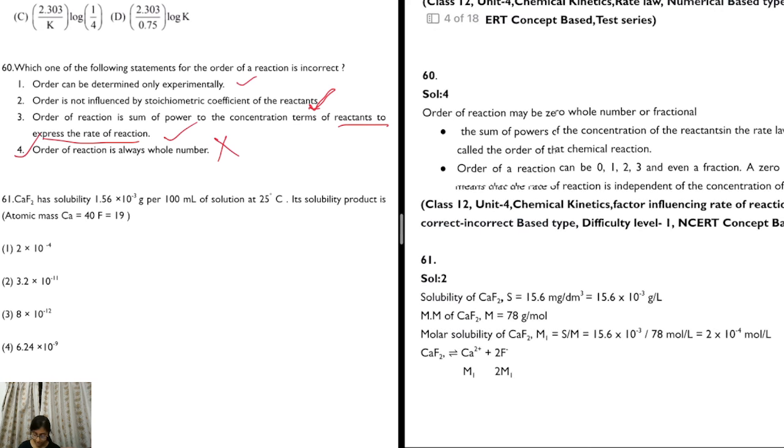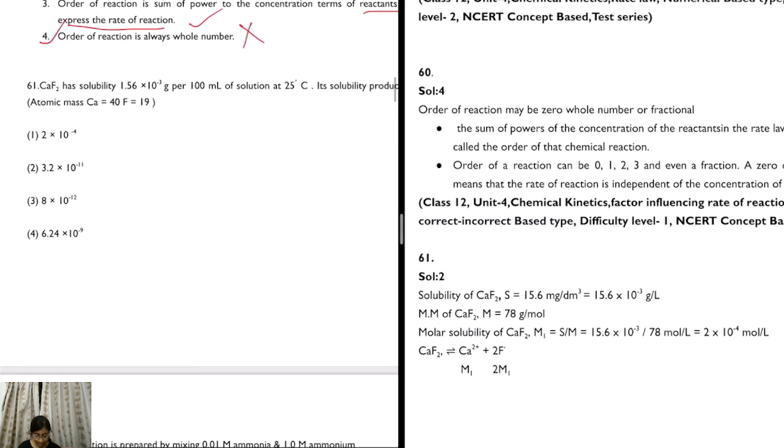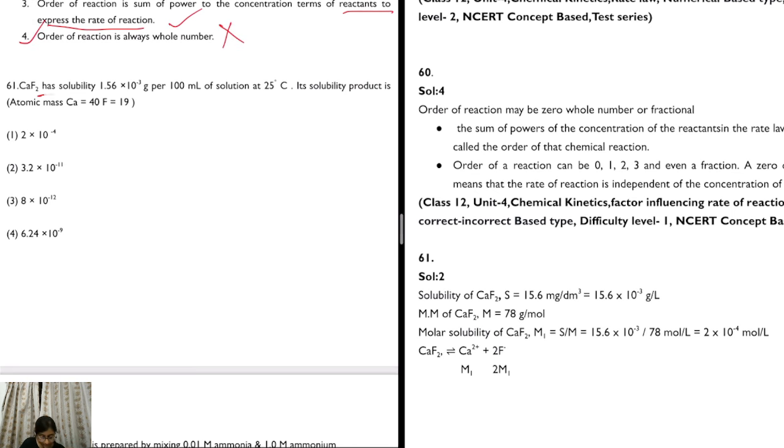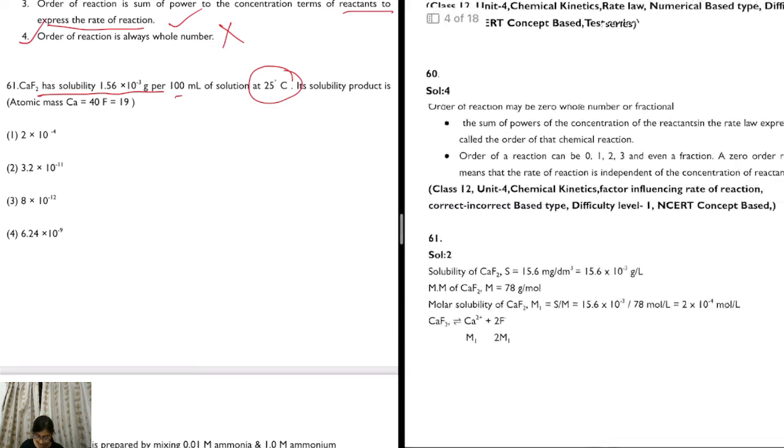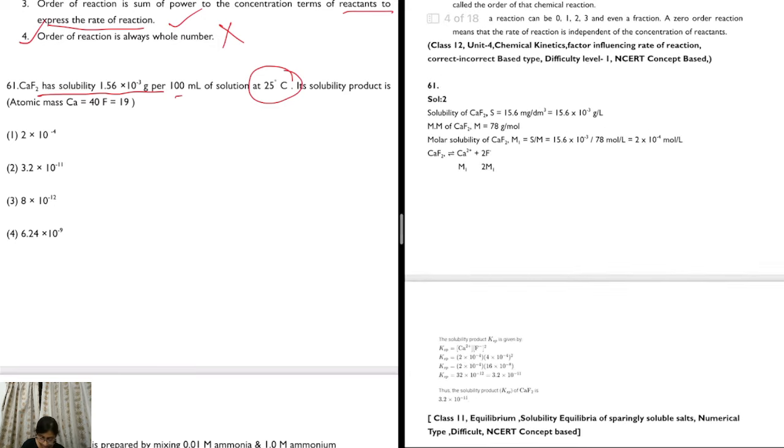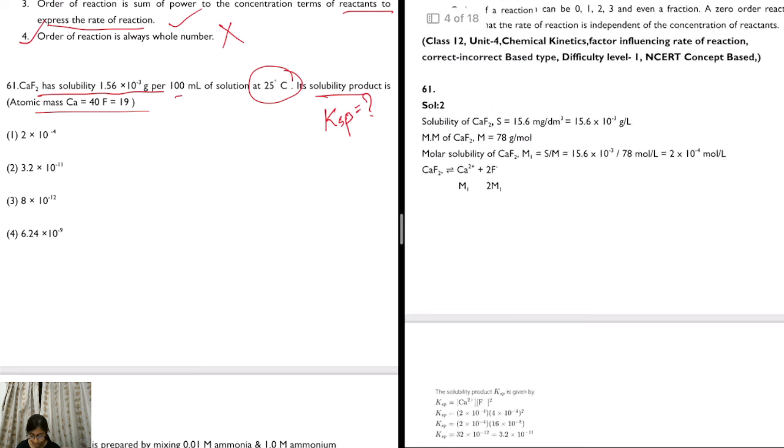Now the next question is: CaF2 has a solubility of this much per 100 ml at 25 degrees Celsius. What is asked? Ksp is asked. Solubility product, that is Ksp, is asked. And the atomic masses of Ca and fluorine are given to us. Now let us move to the solution.